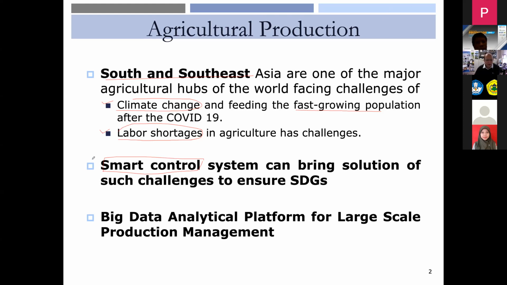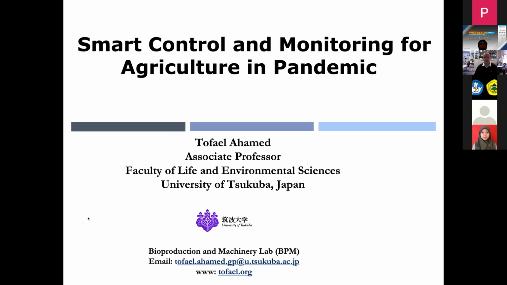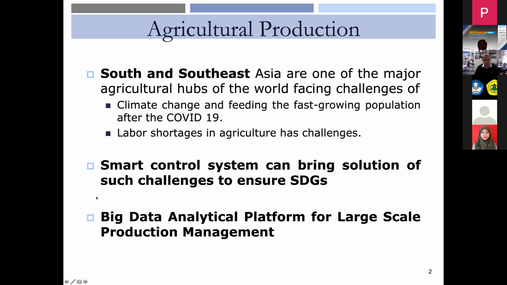In addition to the smart control systems, we need to talk also about a big data analytical platform. So we need to deal with two things, smart control systems and a big data analytical platform for large scale productions. So in today's presentation, mainly I will talk about two things. One is at micro scale, how we can do the smart control systems, and how we can do the big data analytical platform for large scale data set handling. So both are related to production management in-house as well as at large scale.